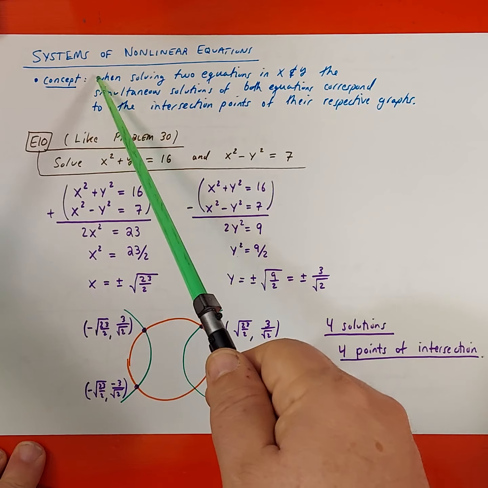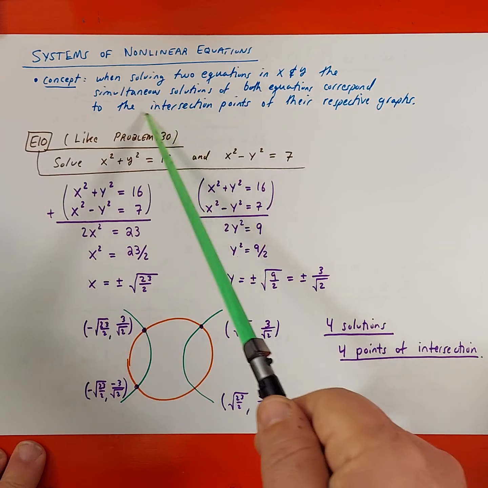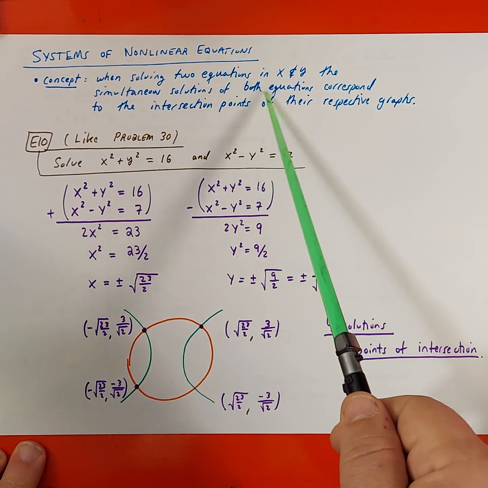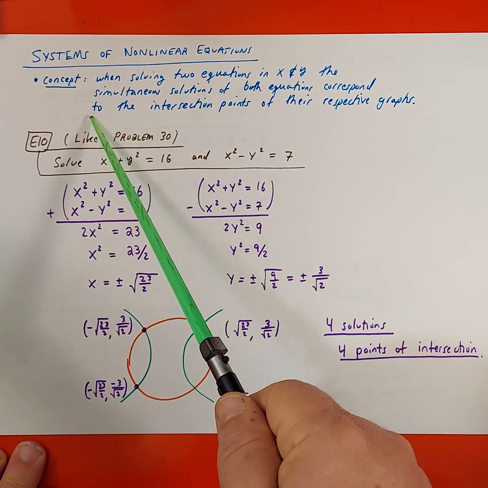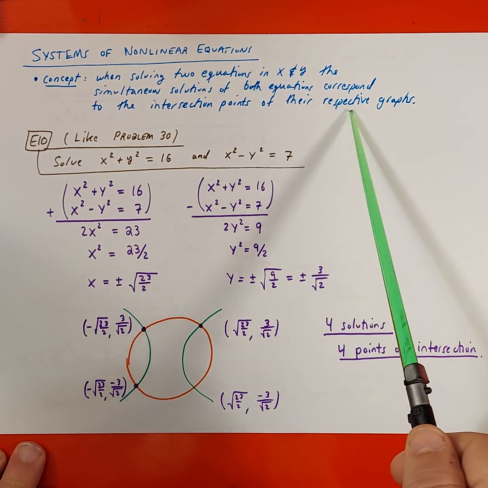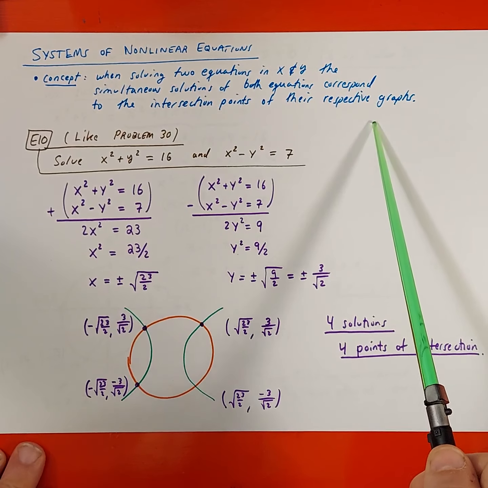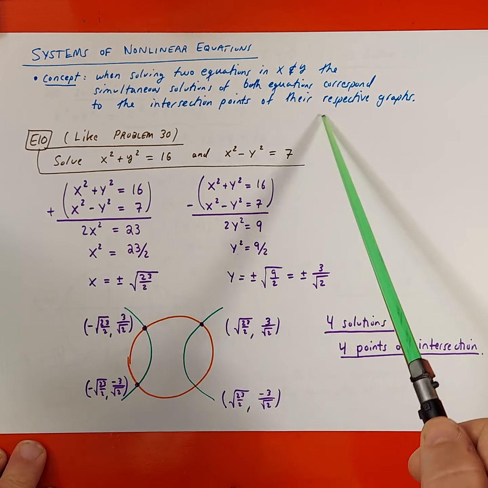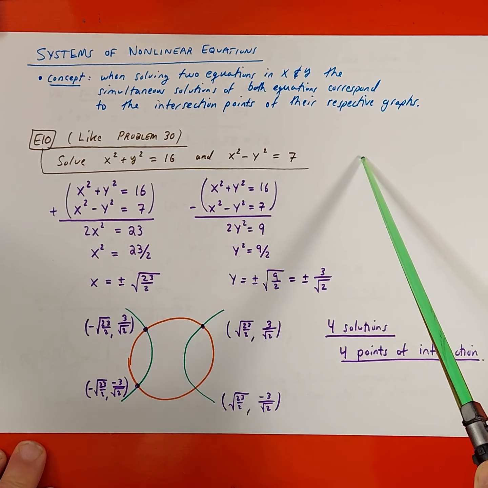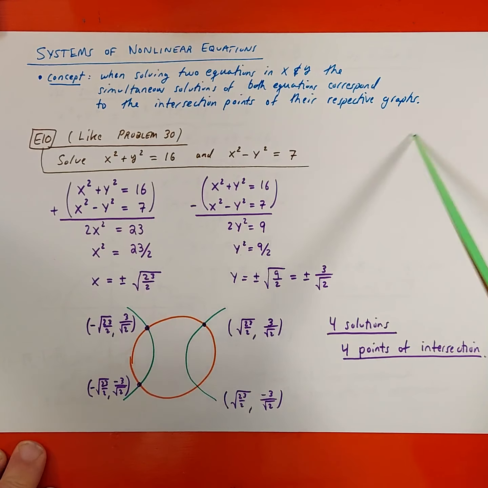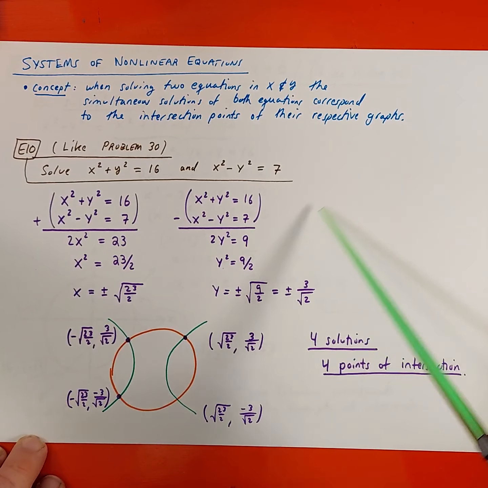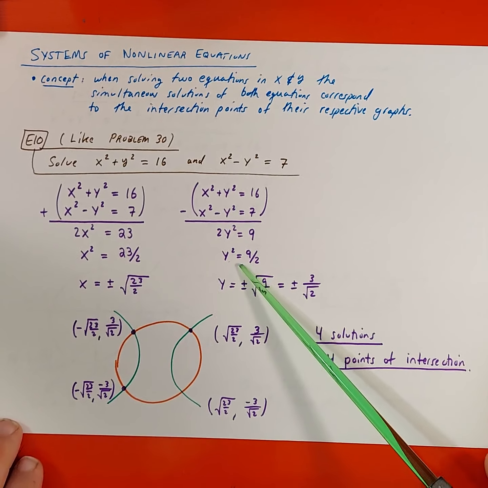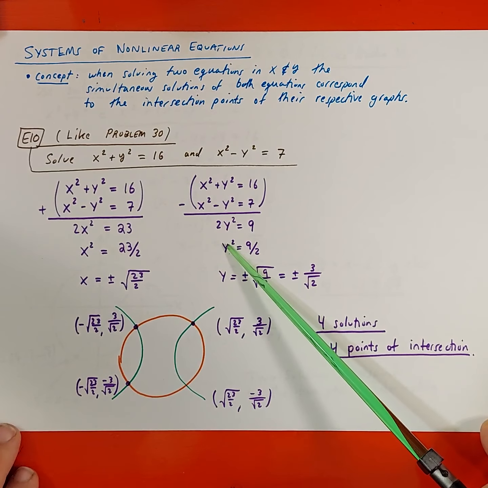But here's the concept. When you're solving two equations in x and y, the simultaneous solutions of both equations correspond to the intersection points of their respective graphs. Now, we already saw this when we solved linear equations. If there's a simultaneous solution to both linear equations, the intersection is just 1 point, right? Or it could be that they're the same equation, and then there are infinitely many points of intersection. So we saw that before.